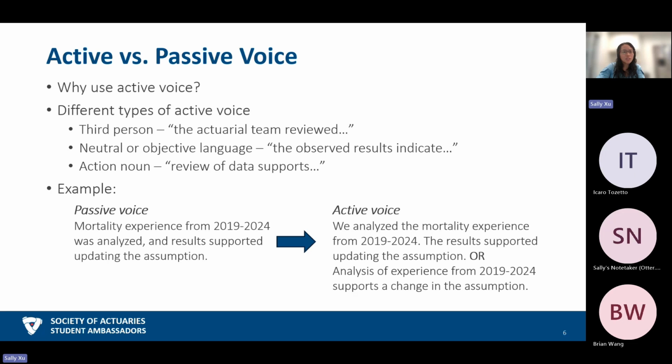To share a few different types of active voice, first you can have the third person, for example, the actuarial team reviewed. You can use neutral or objective language like the observed results indicate. You can use action nouns, review of the data supports. Instead of saying it was reviewed by such and such, the data was supported by this and that, right? So a very quick example to demonstrate what I mean by that.